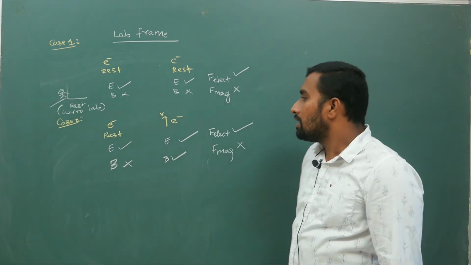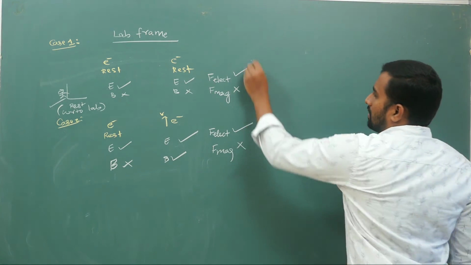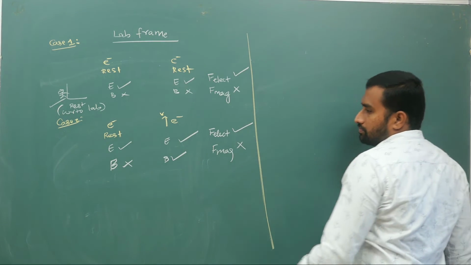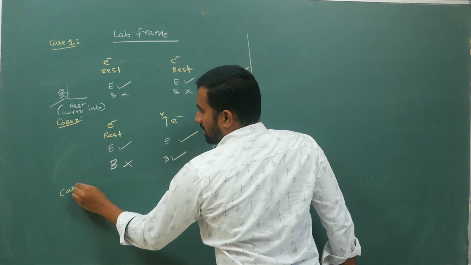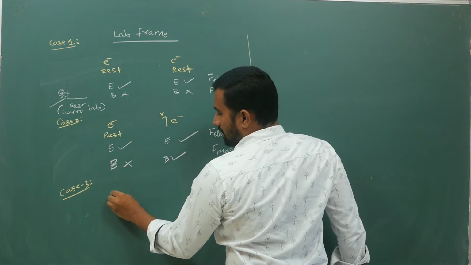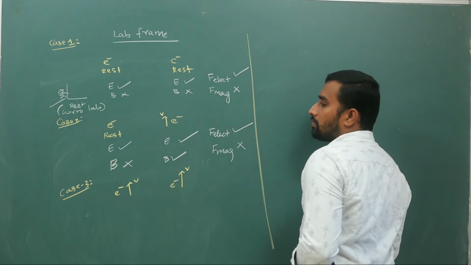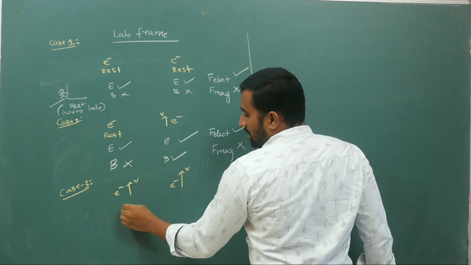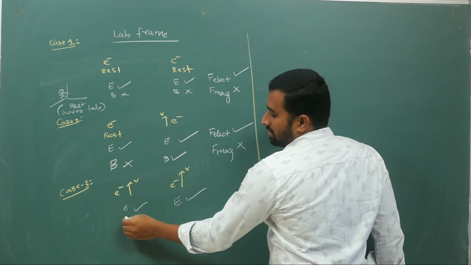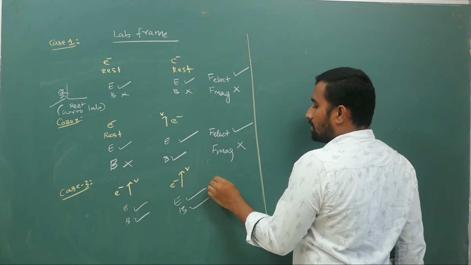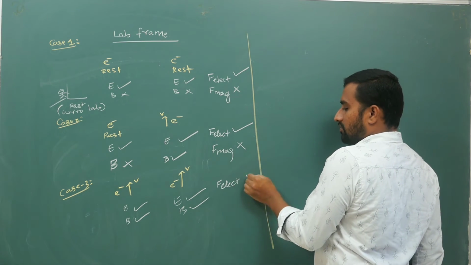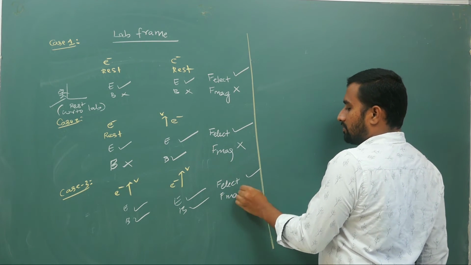Now the third case that I want to give is, let us say this electron is moving with some velocity v, and one more electron is moving with some velocity v. Now in this case, what is the force? Here you have electric field, here you have magnetic field. So you will have both electric force as well as magnetic force.